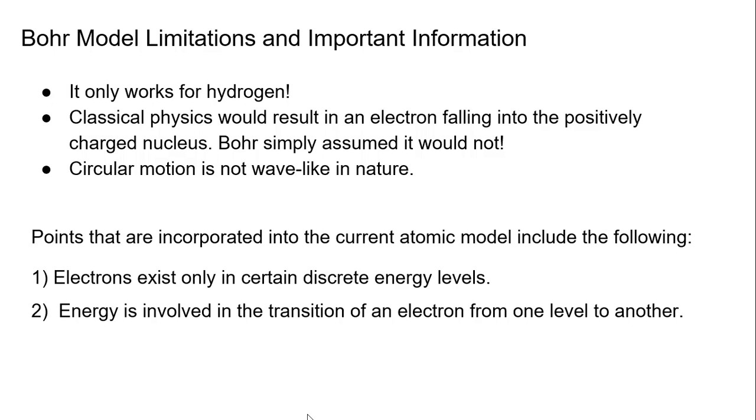However, there were 2 important points that we still keep in a current atomic model. So this has been updated from his, but he started this, and this allowed further research into it. So the two are: electrons exist only in certain discrete energy levels. That is true. You cannot go outside of those discrete energy levels, much like walking on stairs. You can only end up on the top of the stairs and not in between them.